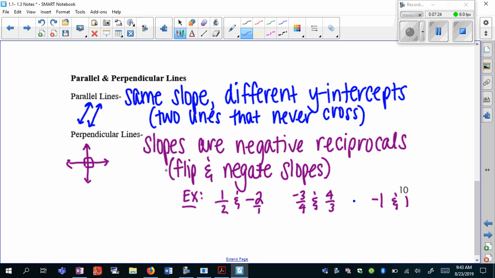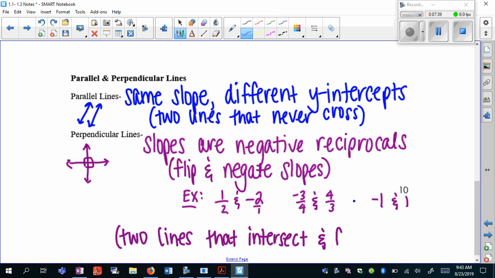So the definition of perpendicular lines, like I said, is two lines that intersect and form right angles. Their y-intercepts could be the same. They most likely will be different, but they could be the same because they are allowed to intersect. If they do have the same y-intercepts, they'll intersect at their y-intercepts. Versus parallel lines can't have the same y-intercepts.